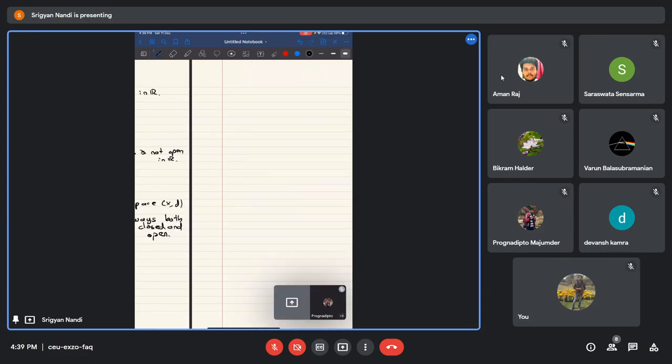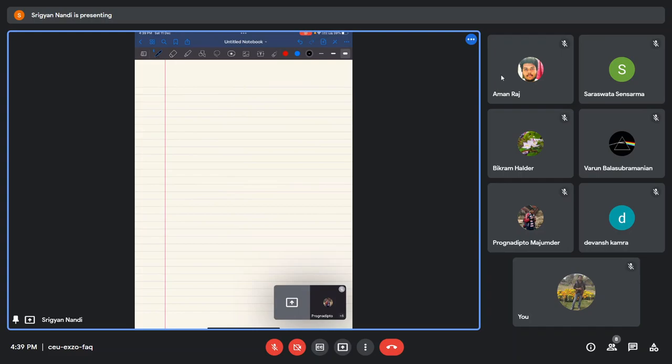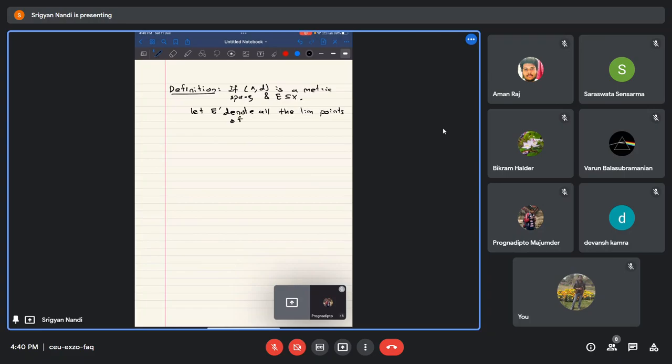So now we'll introduce something known as the closure of a set. So if (X, d) is a metric space and E is some subset of X, let E dash denote all the limit points of E in X. So we know that a space need not necessarily always contain all its limit points. In fact, it's not a zero-one thing. It could contain some of its limit points and not contain some of its limit points, etc. So E dash is basically the set of all limit points of E in X.